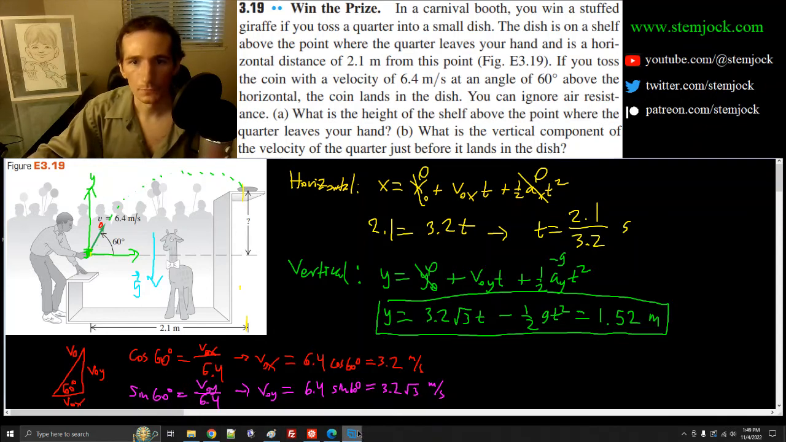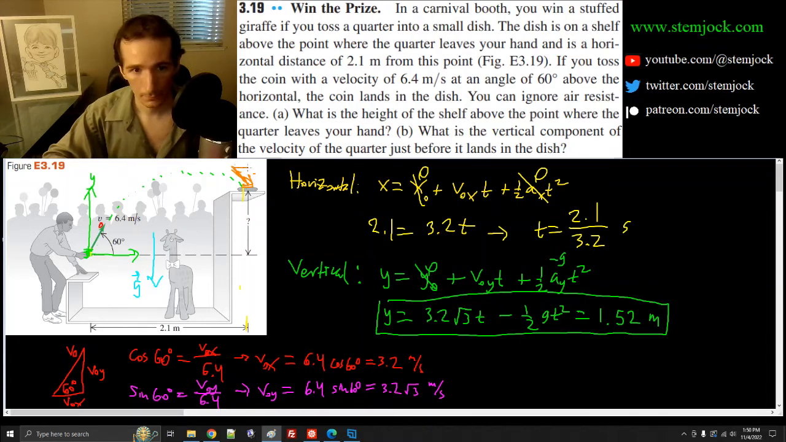Let's see, what else are they asking for? What is the vertical component of the velocity of the quarter just before it lands in the dish? Okay, so again, this is the final velocity. So these kinematic formulas that we used here are about the initial velocity. What we need to do now is look for the final velocity vector, which is something like this. It's right before it crashes into the plate here. It's going to look like that.